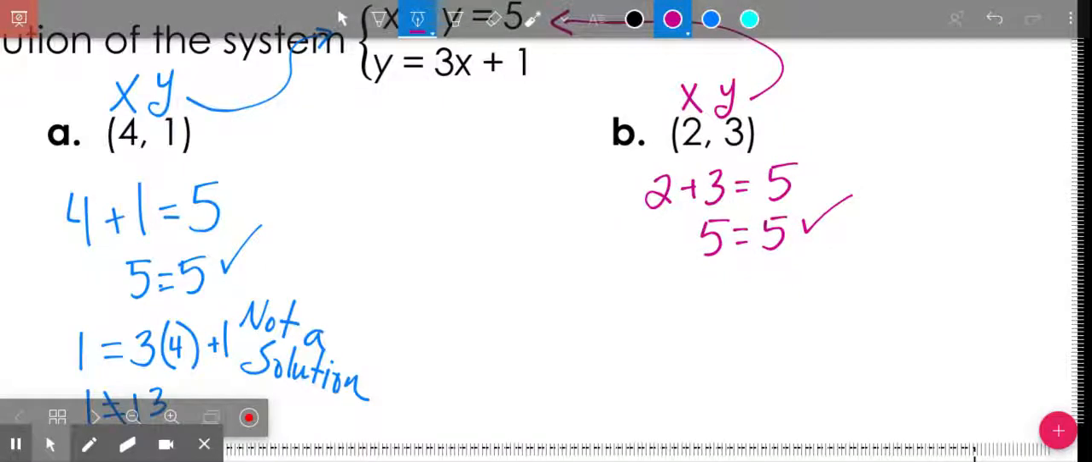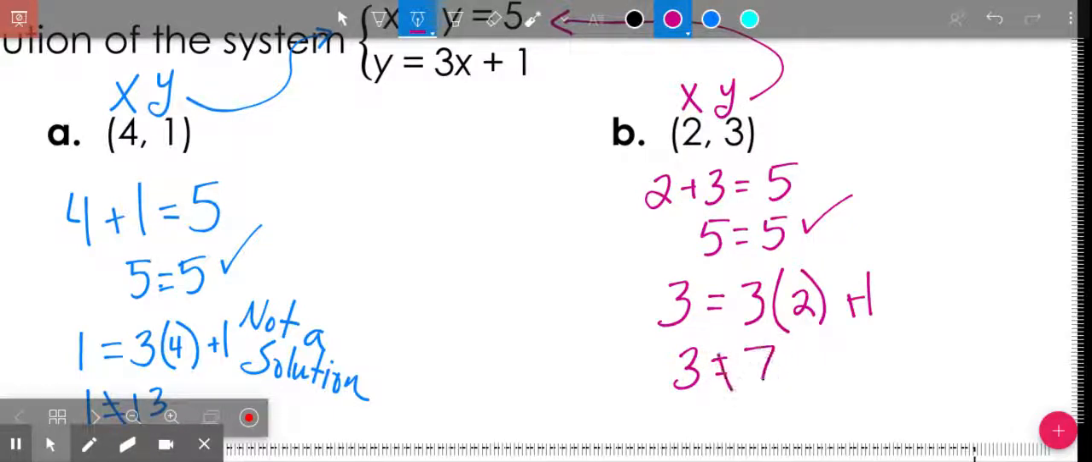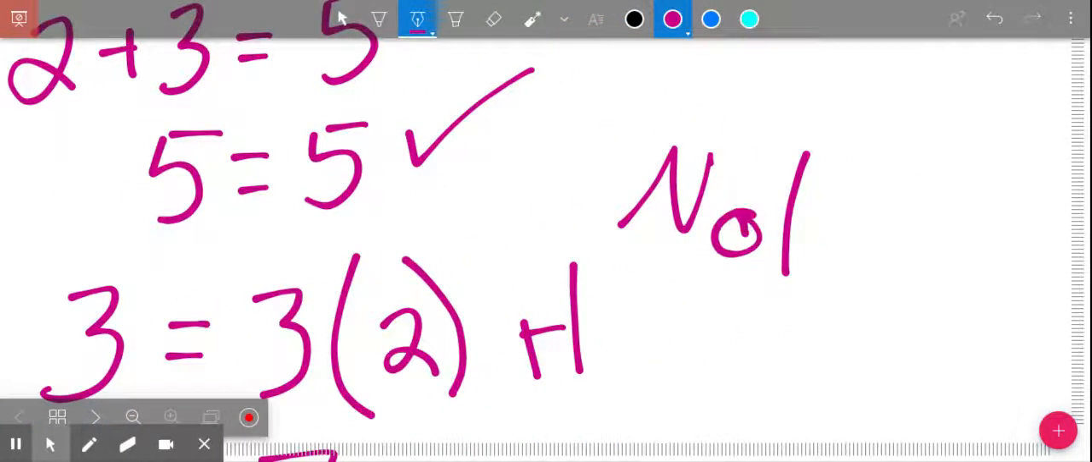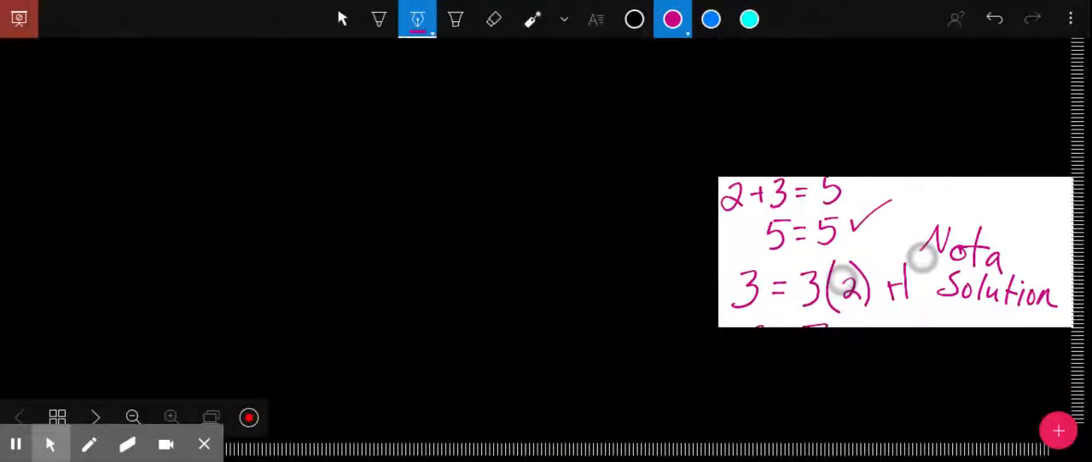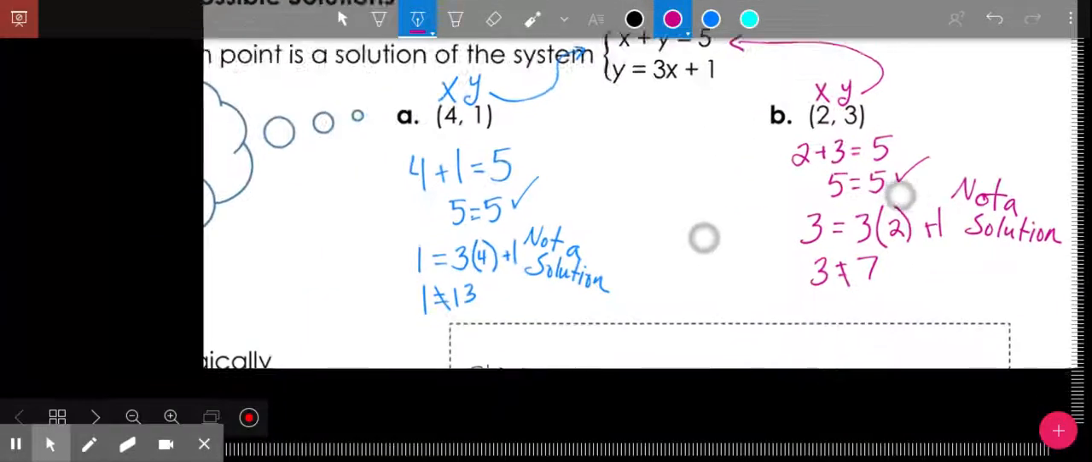So we'll have, instead of y, it'll be 3 is equal to 3 times, instead of an x, it'll be 2 plus 1. So we'll have 3 is equal to 3 times 2 gives me 6 plus 1 equals 7. So that's not true for that one either. Okay, so this one's also not a solution. But if it had been true for both, then this would have been a solution. It has to be true for both. So I gave you 2 non-solutions, but that's okay.